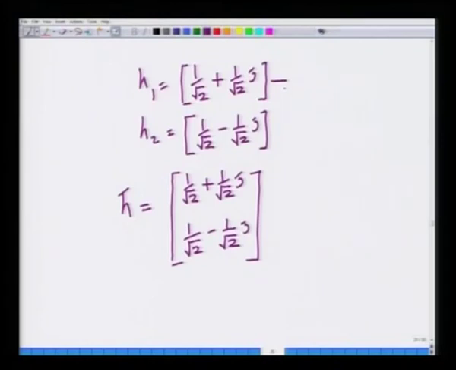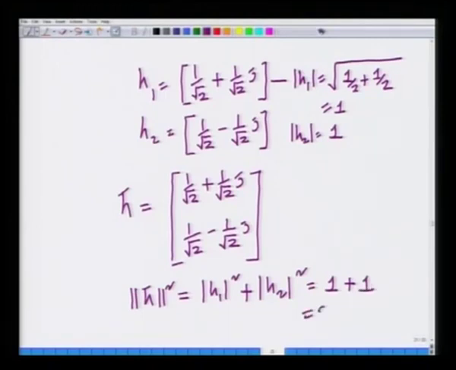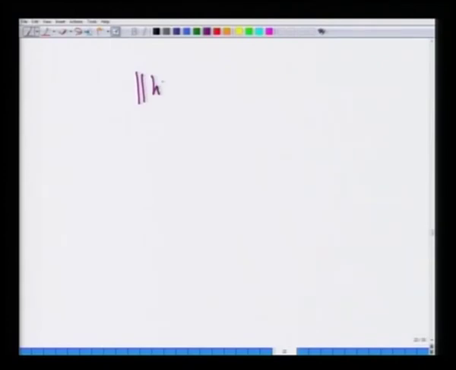Remember, the magnitude of each coefficient, magnitude of h 1, is equal to square root of 1 over square root of 2 squared, which is half, plus 1 over root 2 squared, which is another half, which is half plus half, which is 1. Square root of 1 is 1. So, magnitude of h 1 is 1. You can also compute similarly the magnitude of h 2 and verify that it is also 1. Hence, the magnitude of the h bar vector squared is magnitude h 1 squared plus magnitude h 2 squared, which is 1 plus 1 equals 2. Hence, magnitude of h squared equals 2. Hence, magnitude of h is nothing but square root of 2.